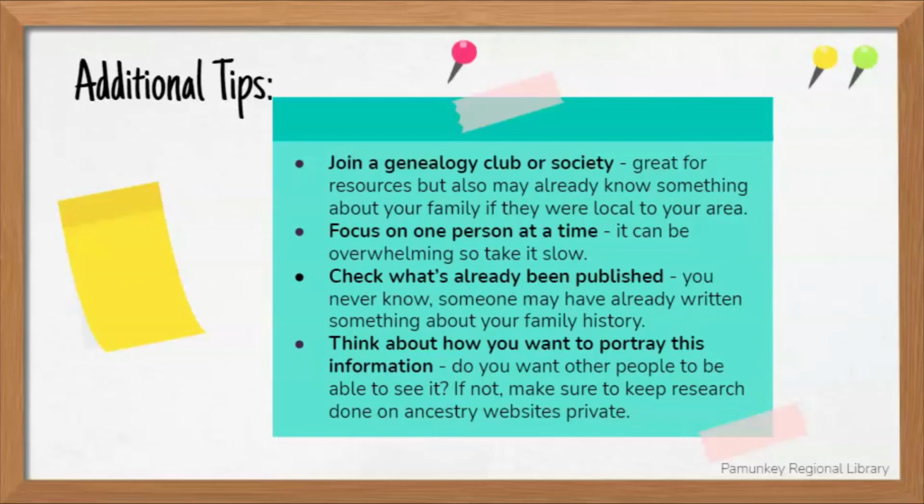Anyway, moving on. Focus on one person at a time. So that's a good tip. It can be overwhelming when you're trying to research your family history. Like I said, your family tree will start to grow exponentially. So once you get a lot of different branches on that tree, it can feel a little overwhelming, all the information you have or all the information you still don't have. So just remember to take it slow. Focus on one person at a time. It's all you can do. It's supposed to be fun.